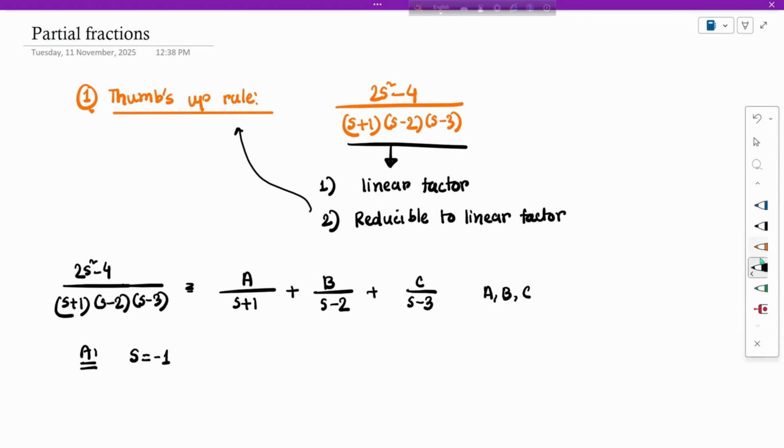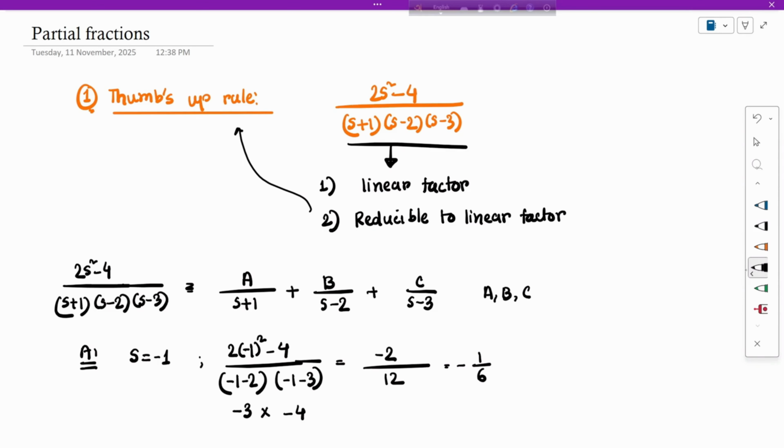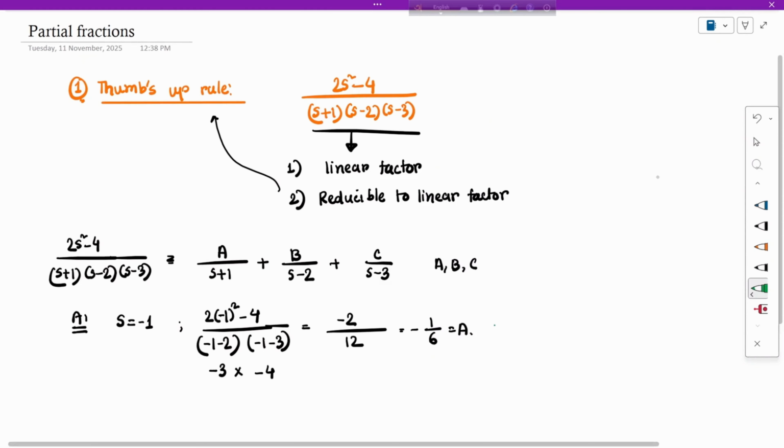Okay, so if we input s equals -1 in the remaining expression, what happens? 2 -1 whole square, -4 -1, -2 times -1 -3. So the numerator is going to be -2 and the denominator is -3 times -4, which is +12. So it's going to be -1/6, and that is the value of a. It's really easy, right? All right, so now for the value of b, how will we determine the value of b? It's the same system.